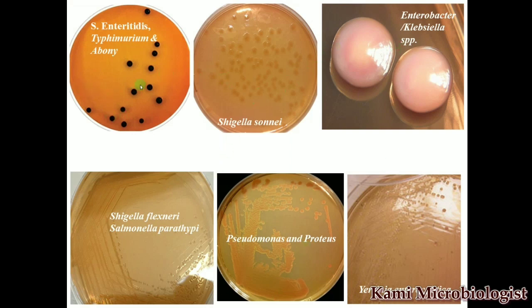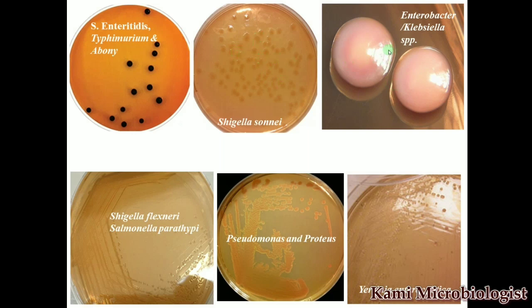As you can see, these black colonies are the growth of Salmonella enteritidis, typhimurium, and abony. If you want to find out which one of these bacteria is in a colony, how will you differentiate whether it is Salmonella enteritidis, typhimurium, or abony? For that you will perform different biochemical tests, so that you can make sure which type of Salmonella it is. These are the growth of Shigella sonnei. As you can see, a colorless colony.